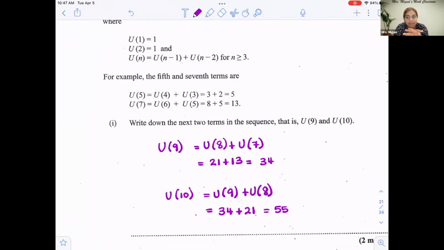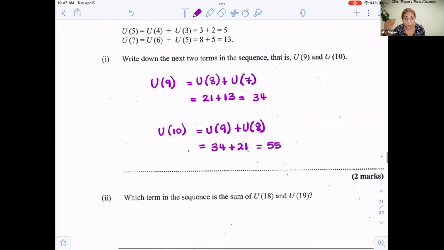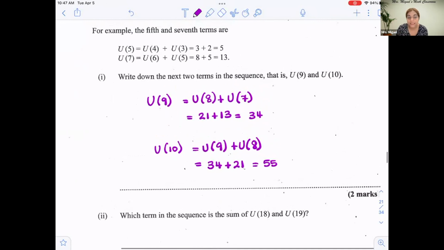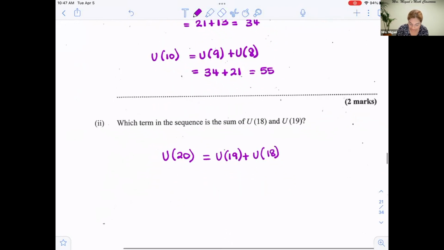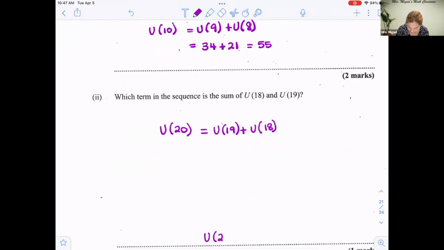So sometimes it's all about finding the pattern. Which term is the sum of U18 and U19? Well, U19 plus U18, these two come before the number 20. So the term in the sequence they are looking for is U20. Do you all have that? Yes, Miss.